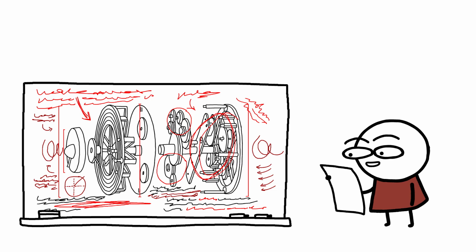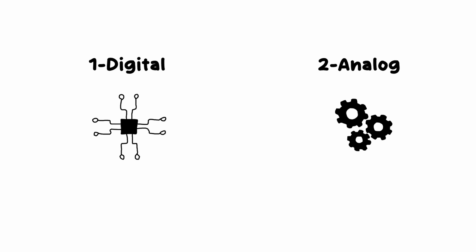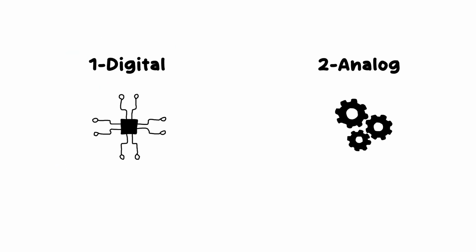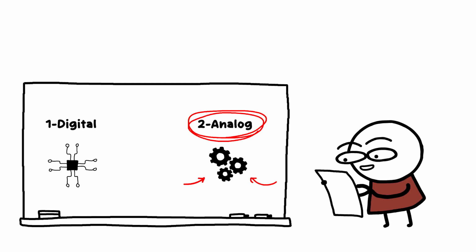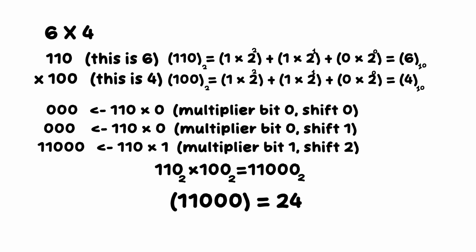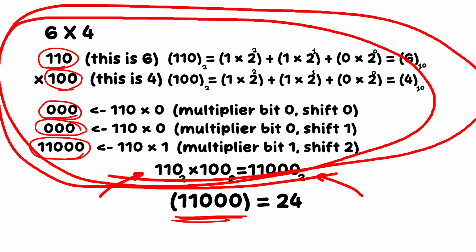To understand how huge this is, let me explain what a mechanical computer is. Now, there are two kinds of computers: digital ones, like the device you're watching this video on, and analog or mechanical computers, which solve problems using gears, levers, and motion. Take something simple like 6 multiplied by 4. A digital computer will translate those numbers into binary, ones and zeros, run the calculation step by step, and then translate the result back to give you 24.